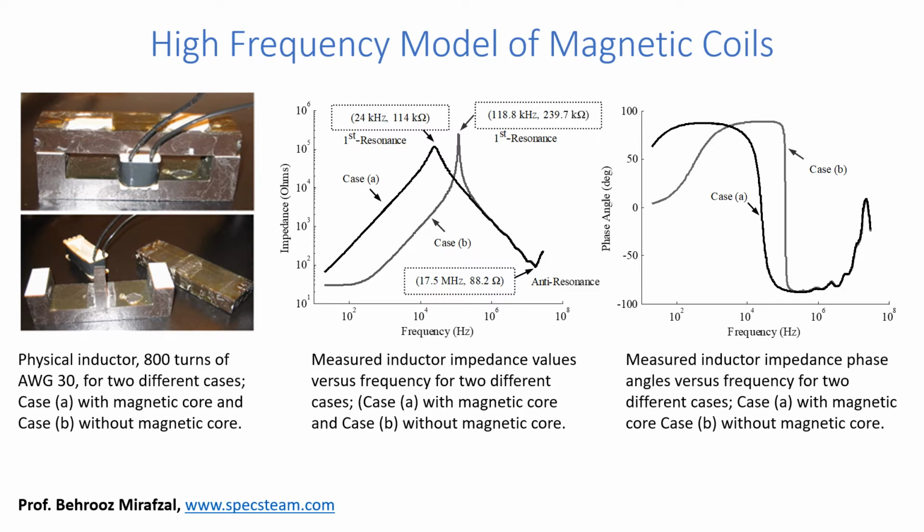The interesting observation here is we have the impedance versus the frequency, and the phase of the impedance versus the frequency. And you can simply see that for frequencies above 120 kilohertz, the core is not important.